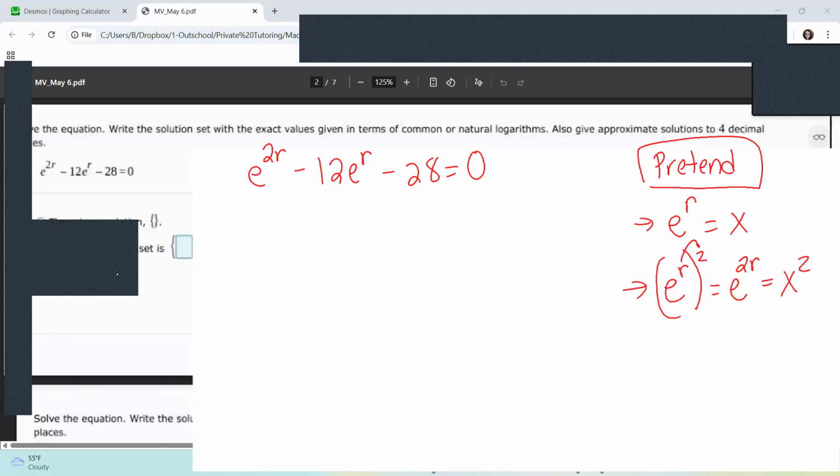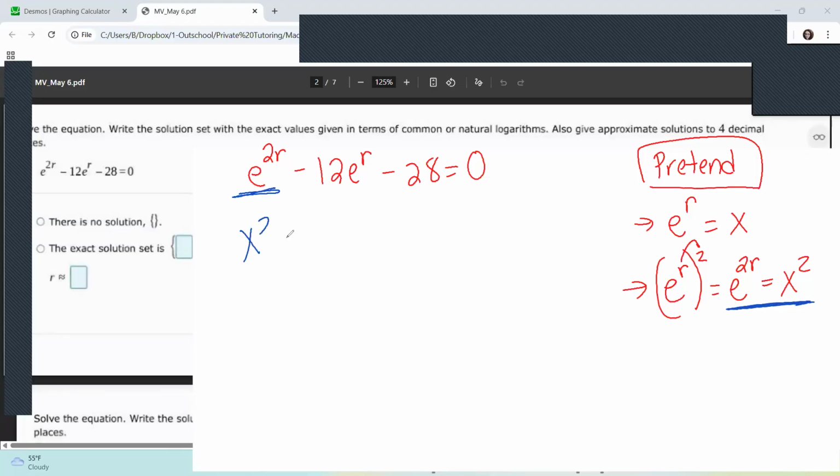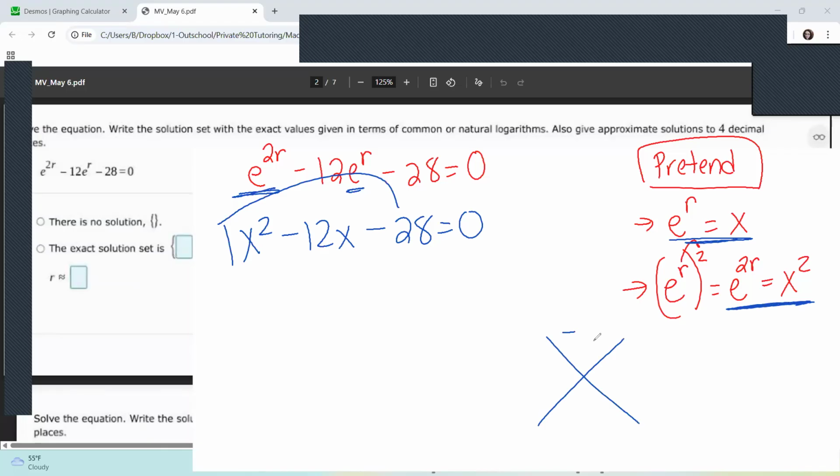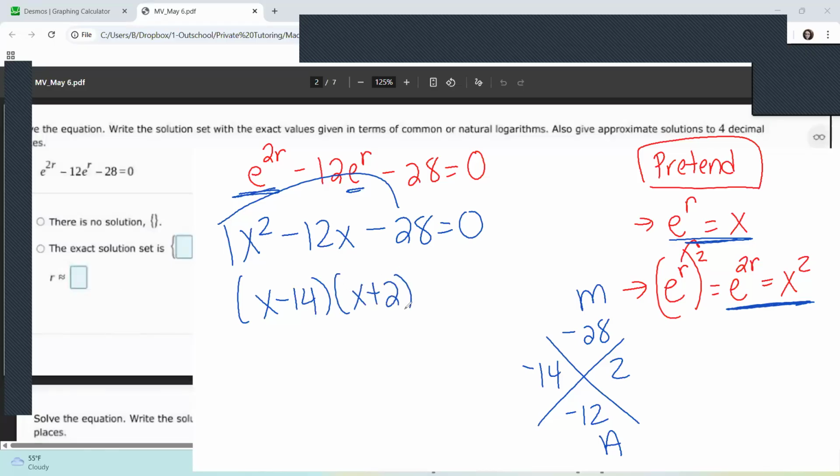Now make a substitution. Well, e to the 2r, look here, is x squared. Minus 12 e to the r, well, that's what we said was x. Minus 28 equals 0. Factor however you factor. I do magic x: negative 28 and negative 12. Multiply there, add there. Owe me 14, give me 2. So x minus 14, x plus 2, set to 0, set to 0.